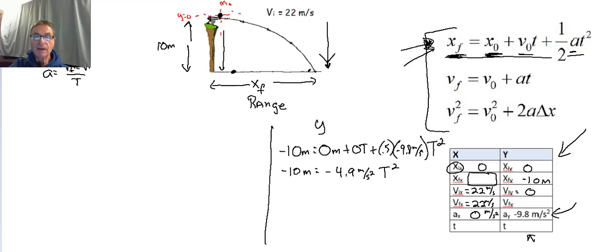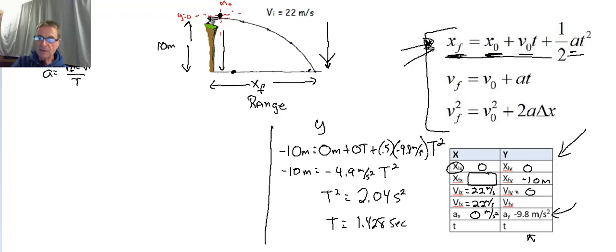Now, if I divide each side by 4.9 meters per second squared, I can get t squared, and t squared turns out to be about 2.04 seconds squared. So what's t going to be? Once I plug that into my calculator, I take the square root of 2.04 and I get 1.428 seconds.